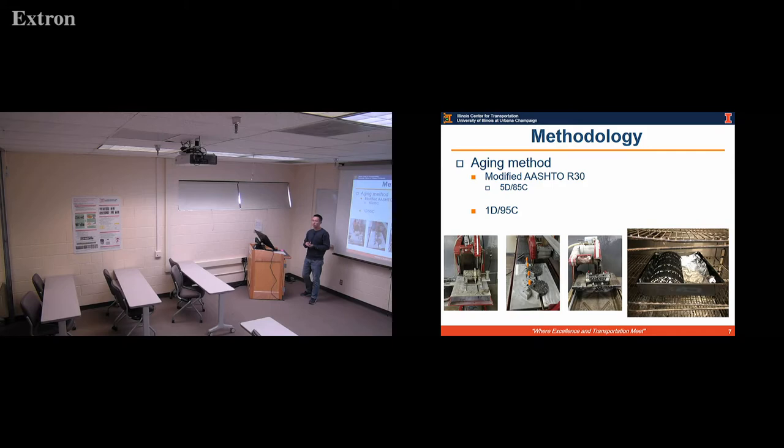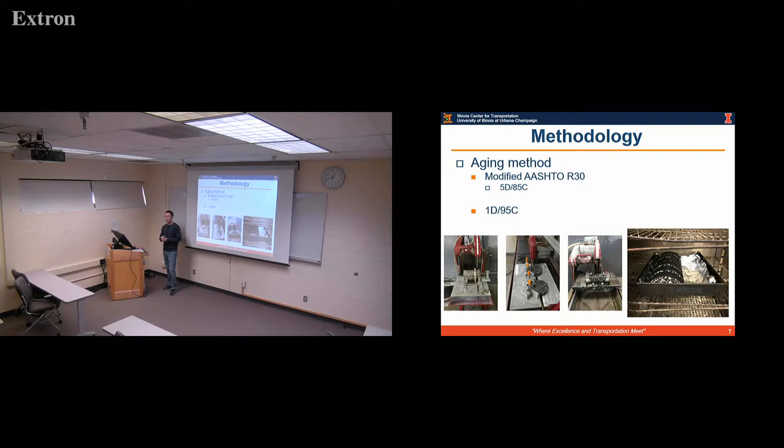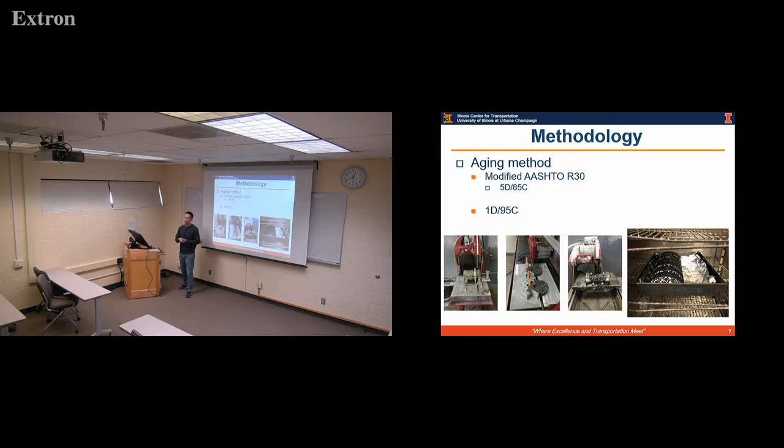Five days at 85 C requires a long time of aging, which the contractors and the agencies don't want. So we want to see if we can have a shorter aging period that can predict the long-term aging performance of asphalt concrete. It does not need to actually simulate that much aging, but it can predict the performance. That's what we want, and that's the one we introduced here, which is the 1-day 95 C aging.